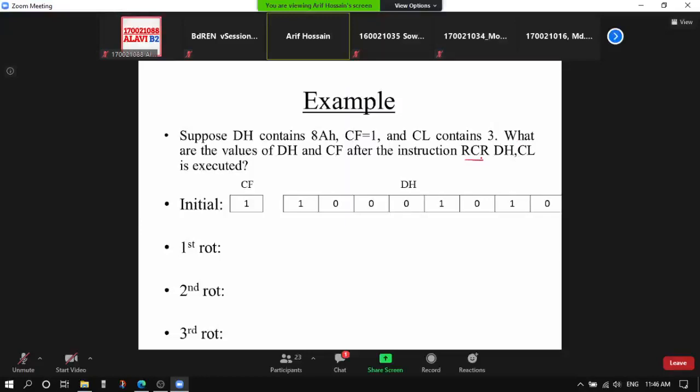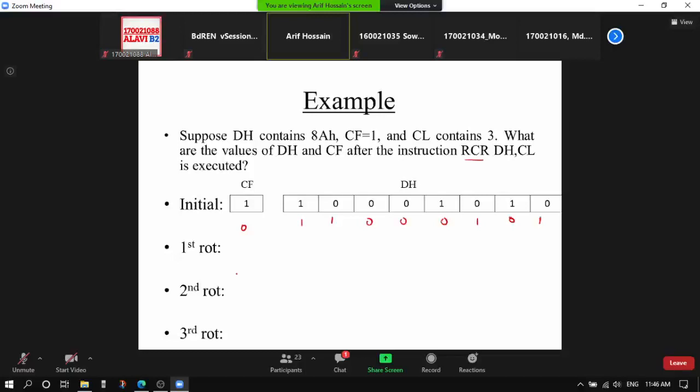After the first rotate, tell me, what will be the value of carry flag? Sir, 0. Are you sure? Yes, sir. If it rotates, then the 0 will be rotated to carry flag. So it will be 0. And what will be the value of DH? Tell me. DH will be 11000101. Right? Yes, sir. Okay.